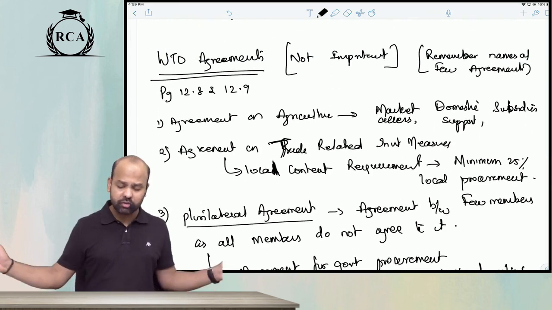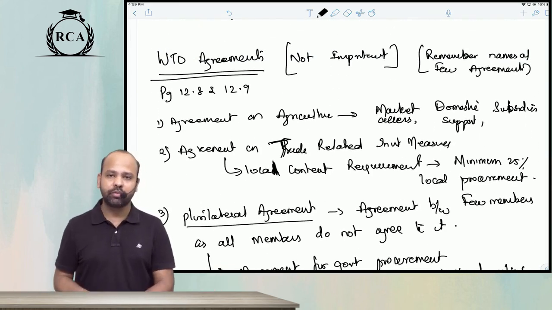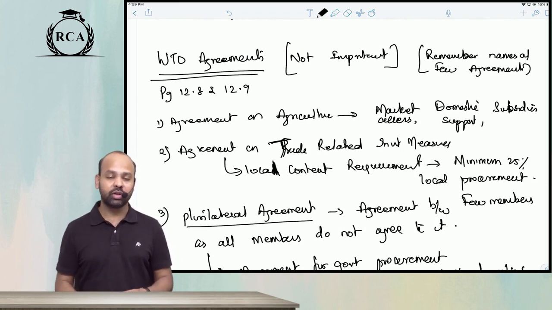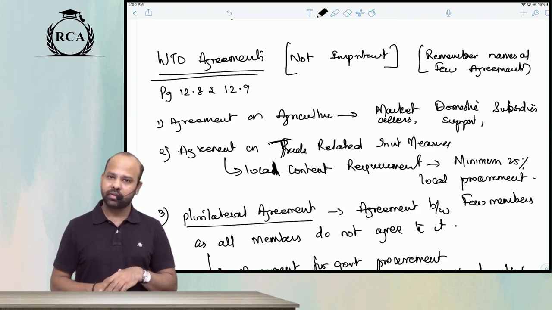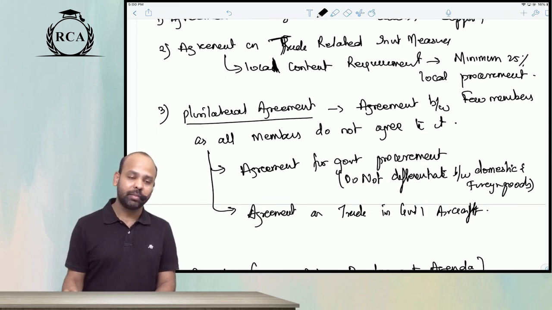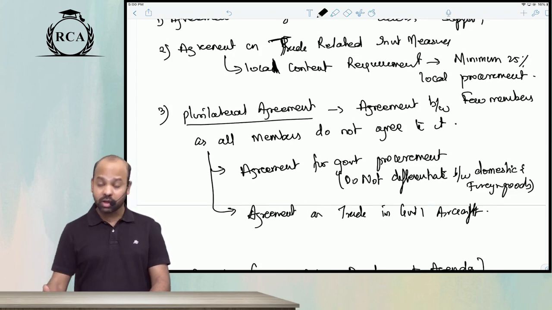Then there is a long list of WTO agreements. I told you, just remember a few agreements. Also remember the agreement on agriculture, which basically addresses issues in relation to market access, domestic support, and subsidies, but no major reforms have occurred on this. And then there is the local content requirement and plurilateral agreements. That is an agreement between only a few members, because all the members are not agreeing to it.